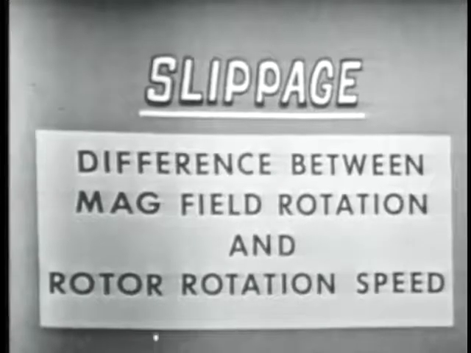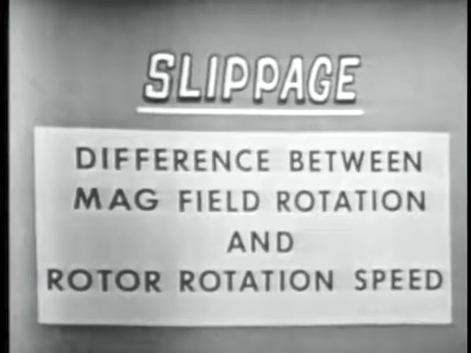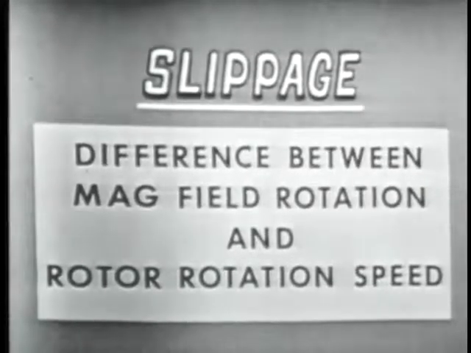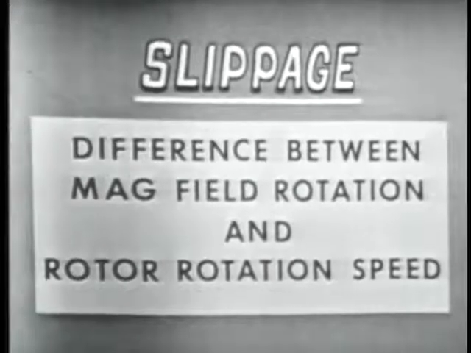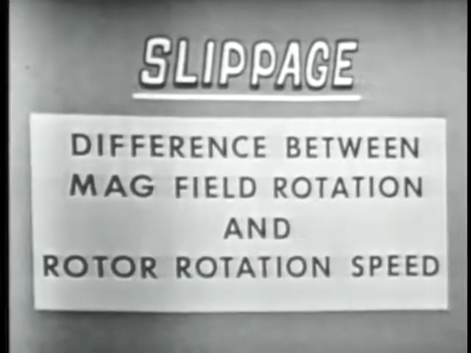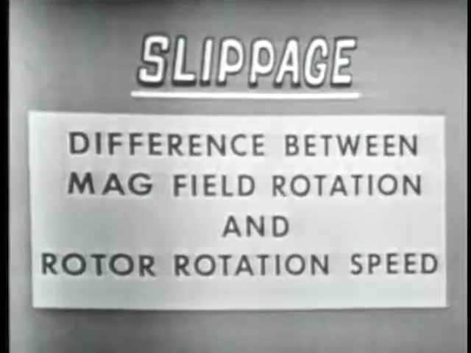Okay. And all right, remember, this slippage is an extremely important one, Tommy, because without a difference in speed between the rotor and the rotating magnetic field, we won't have an electromagnet. Right, we wouldn't have relative motion, we wouldn't have induction, and the motor wouldn't work. So slippage is an extremely important aspect of the induction motor.